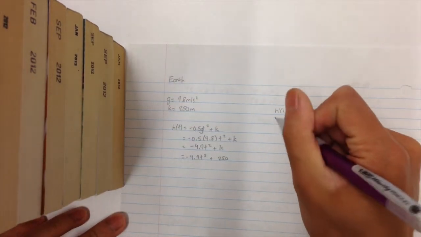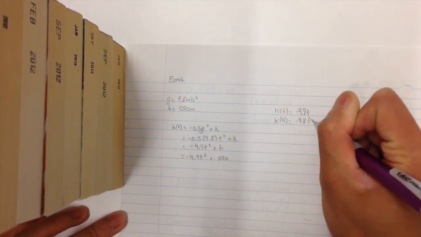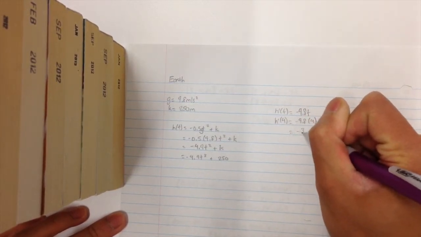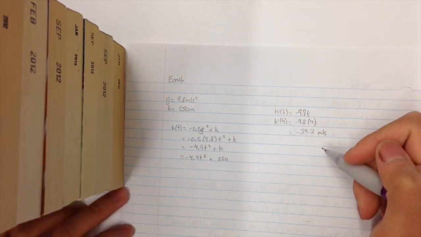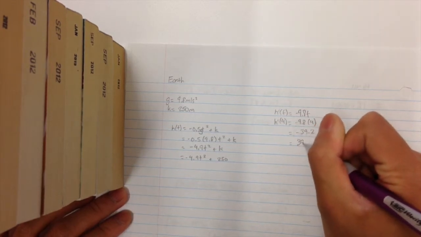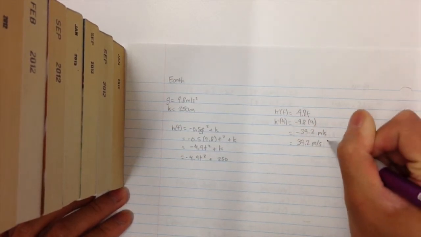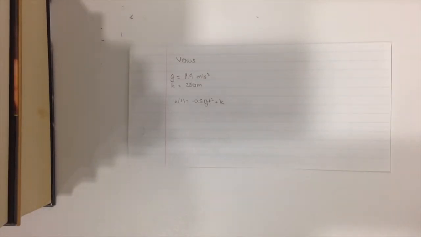So we have h prime of 4 is equal to negative 9.8 times 4, which is equal to negative 39.2 meters per second. And the negative means that the object is falling downwards, so the object's velocity is 39.2 meters per second down. So next we'll find the instantaneous rate of change of the height of the rock on Venus.